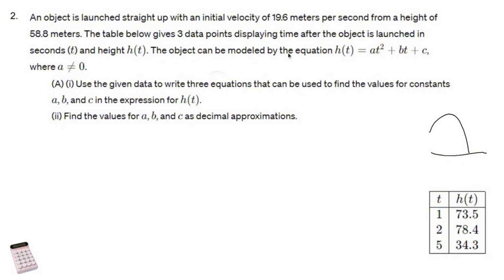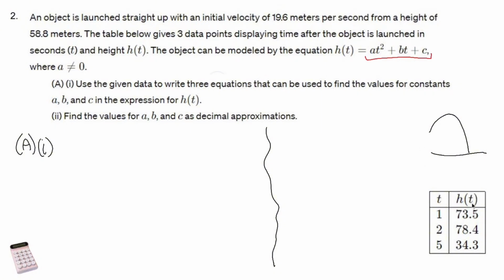The object can be modeled by the equation. Oh, it's quadratic, like I guessed it would be. Use the given data to write 3 equations that can be used to find the values for constants a, b, and c in the expression for h of t. So I have to write out 3 equations using this information. I don't have to solve it. I don't have to find it. I just need to write it out.